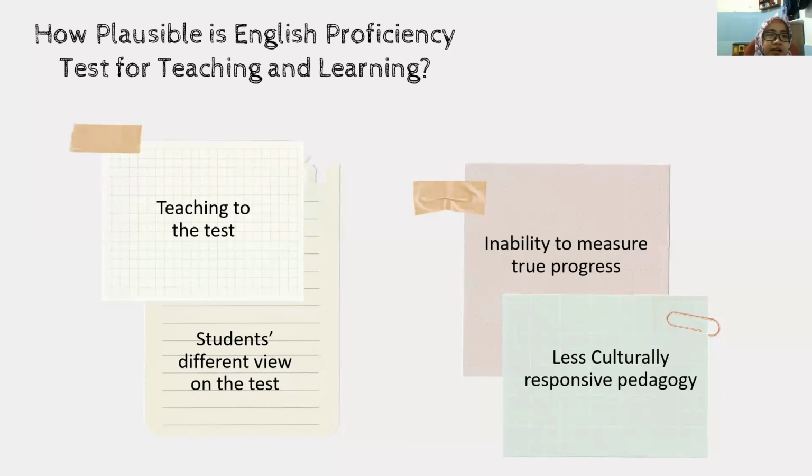And the other impact is less culturally responsive pedagogy. In a culturally responsive classroom, teachers create a culturally supported, learner-centered environment in which they identify and utilize the students' strengths to promote the students' achievement. And the teachers can utilize culturally and linguistically relevant materials, strategies, and also activities that can integrate the students' culture and the culture of the target language for the improvement of the students' learning.